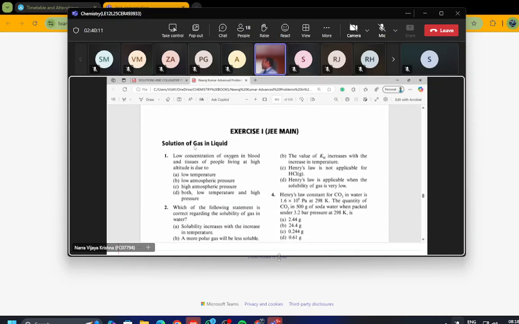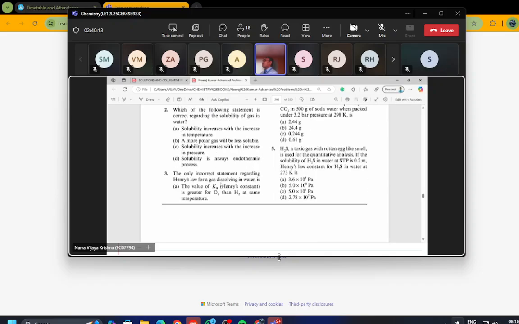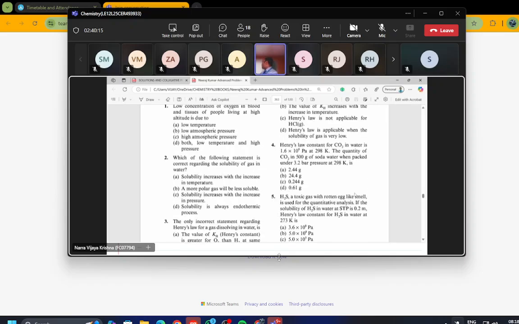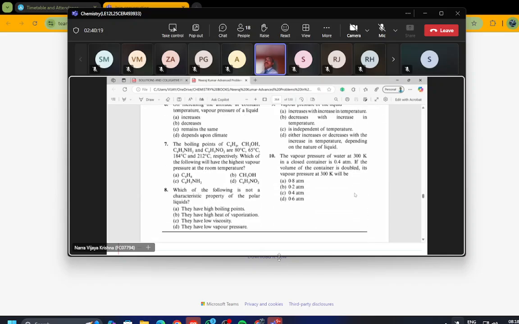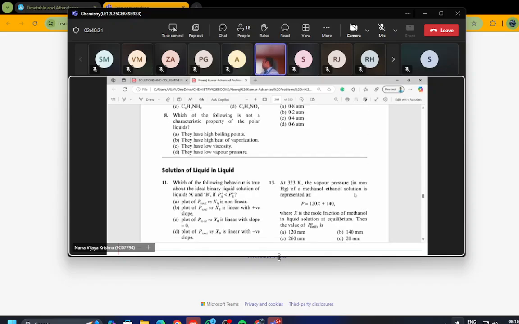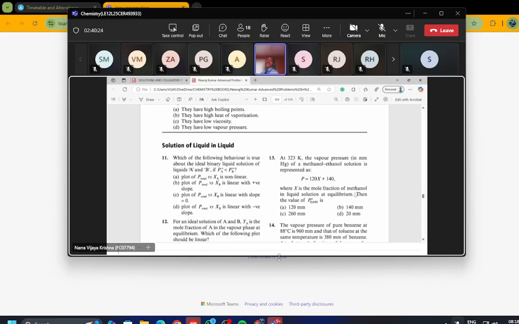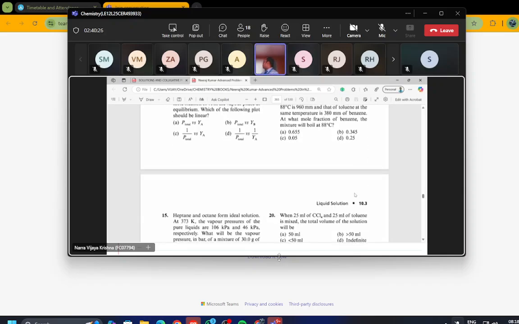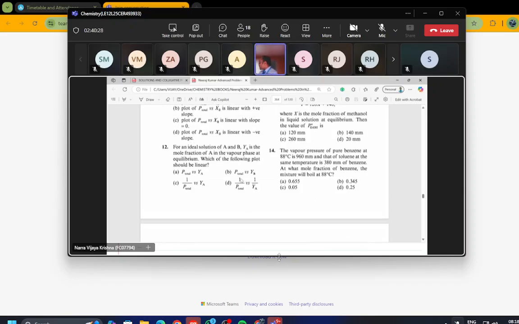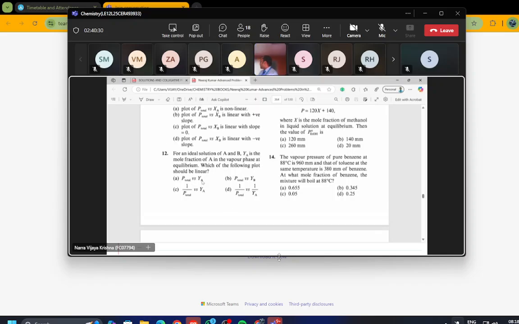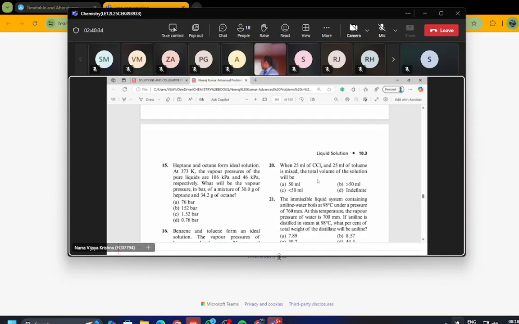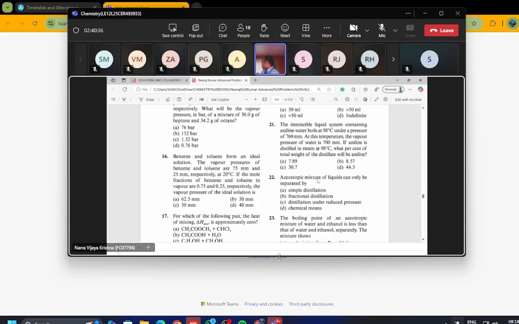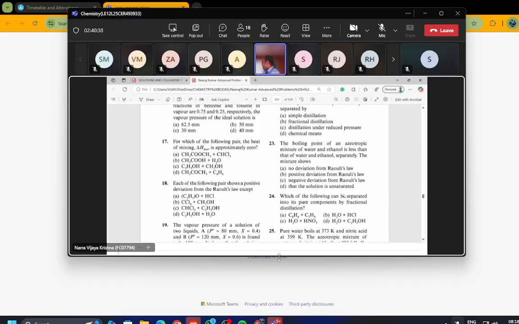Solubility, solutions of gas and liquid. All these topics are over. So you can solve all these questions. Vapor pressure, concept is over. You can solve all these questions. Solutions in liquid, over. You have to solve all these questions. Observe the graphs, man, all the equations. Azeotrope, we have studied already.